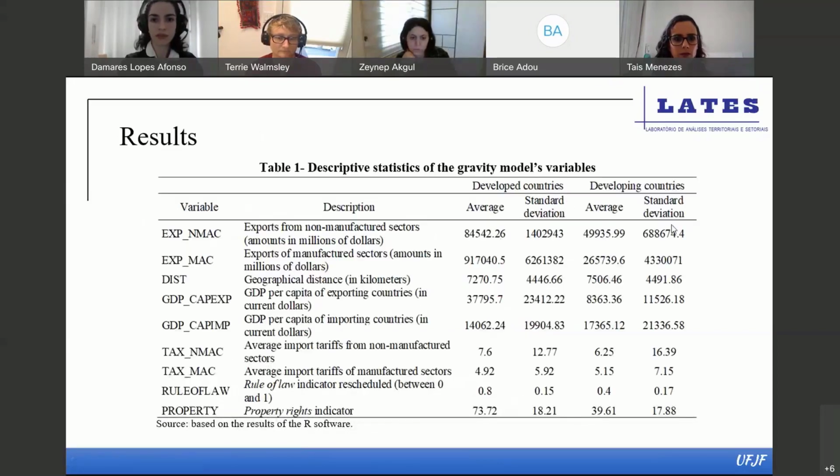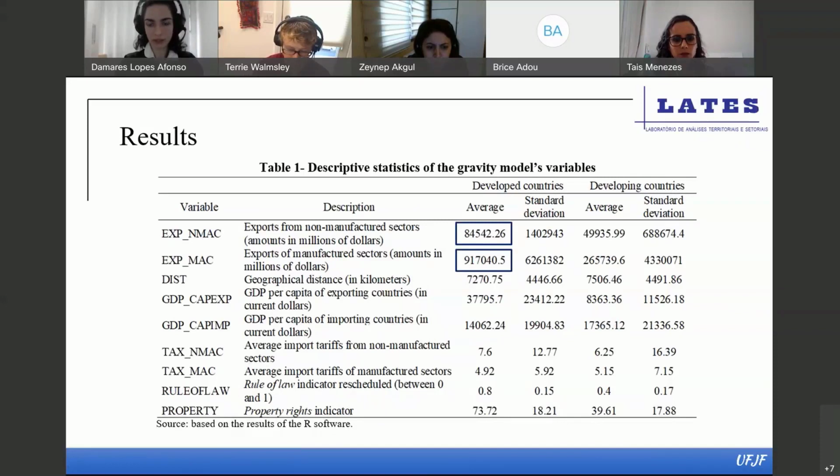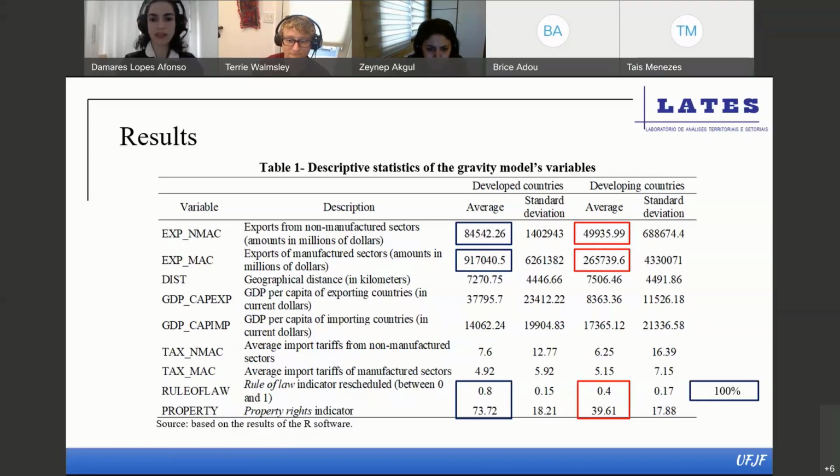This table shows the descriptive statistics of the gravity model, where we can see that developed countries present a high average of the export volume, mainly from manufactured sectors compared to developing countries. Another result of interest is the high average of rule of law and property rights indicators for developed countries compared to developing countries, which are approximately 100% higher in developed countries.